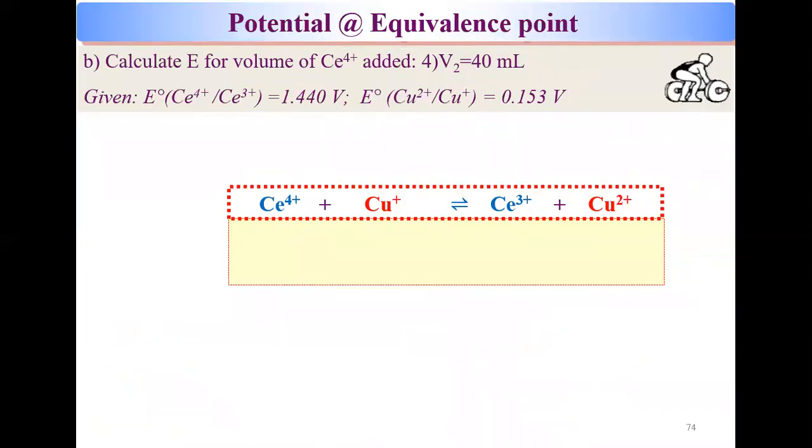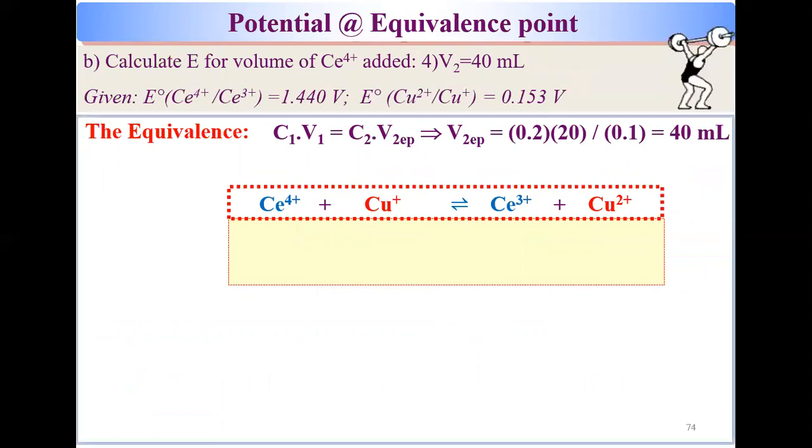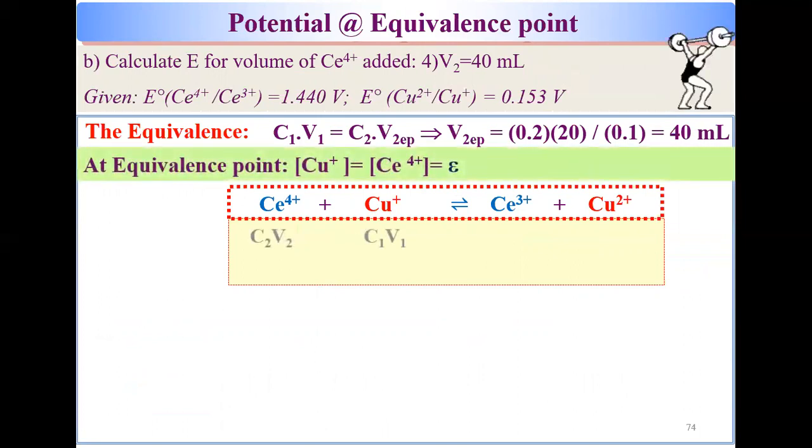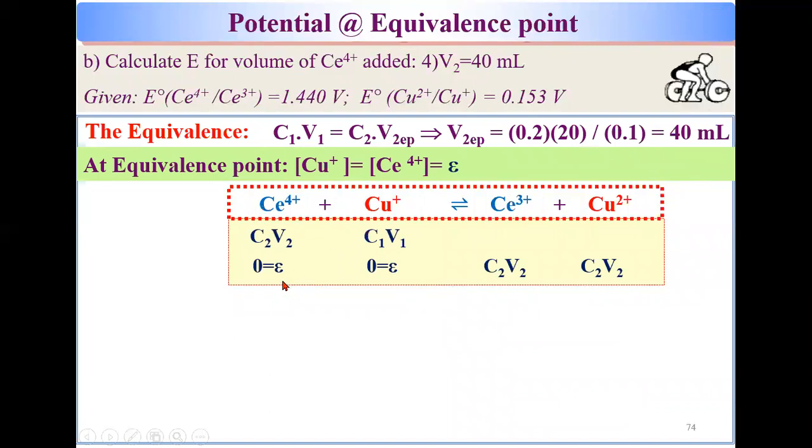Next part is volume equals 40 mils. Again, we're right at equivalence now. We already did the solution for this. So if I'm at equivalence, what do we have? C2V2, C1V1, that's my initial amount. And at equivalence, both of them run out, they become 0, 0. In a one-to-one equation this is very easy because that's simply epsilon and epsilon. Therefore I could use either C2V2 or C1V1 for the product concentration.